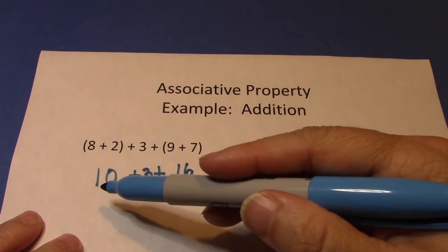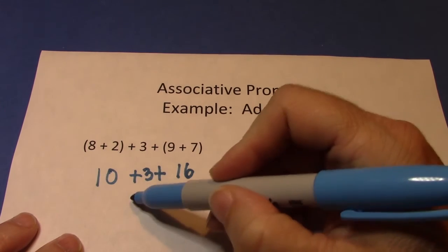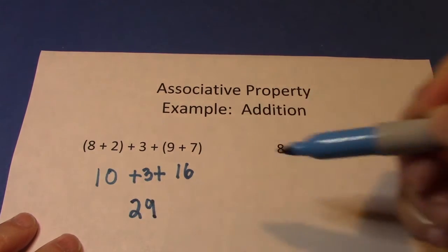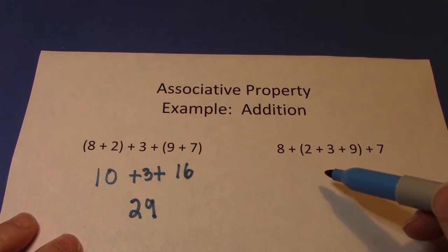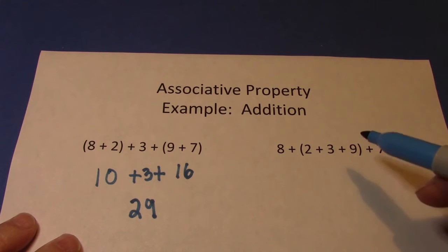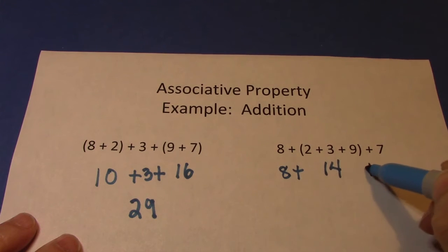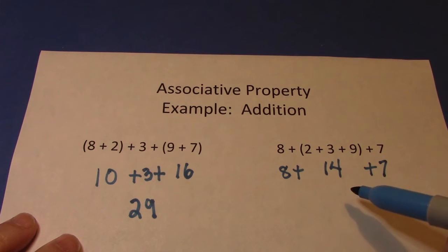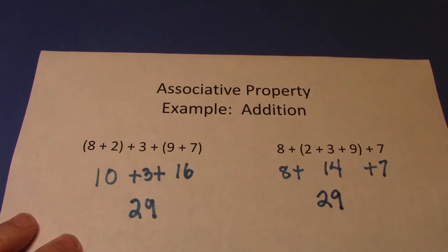Now we have all additions, so left to right. 10 plus 3 is 13, plus 16, 29. So over here we have it grouped in a different way. So we'll start with the parentheses. 2 plus 3 is 5, plus 9, that's 14. Bring everything else down. 8 plus 14 is 22, plus 7 is 29.